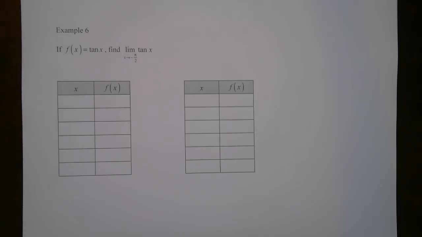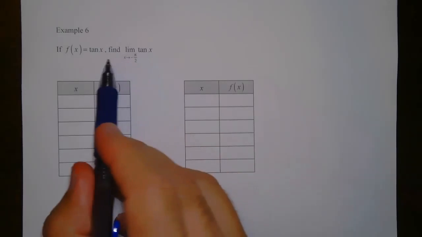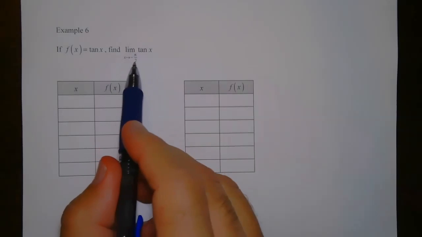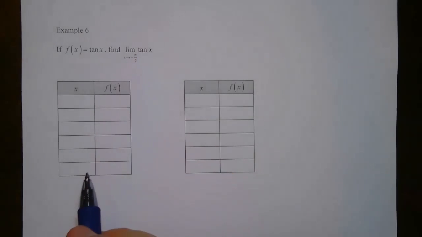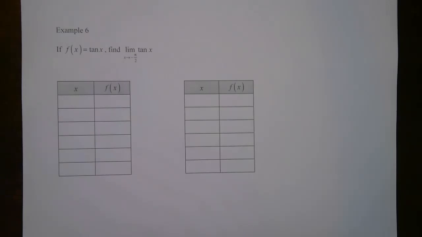So once again, we're dealing with a trig function, right? f of x equals tan x. Find the limit as x approaches -pi/2 of tan x, which would be the same as saying the limit as x approaches -pi/2 of f of x, okay? Now, I'm going to do this a little bit differently, because this is not a nice number like 3 or something.